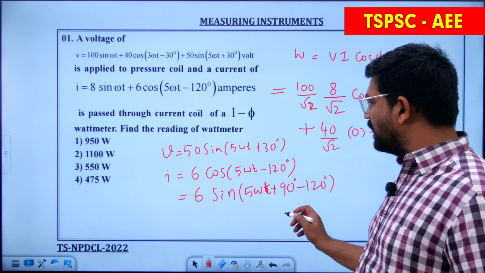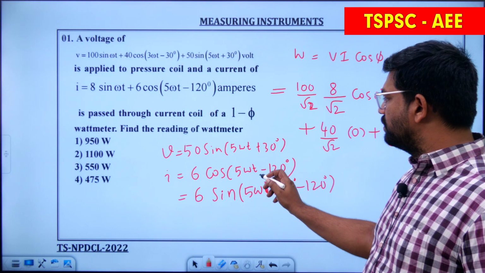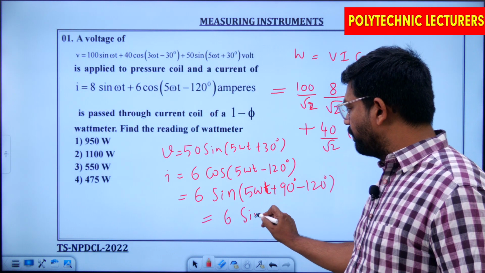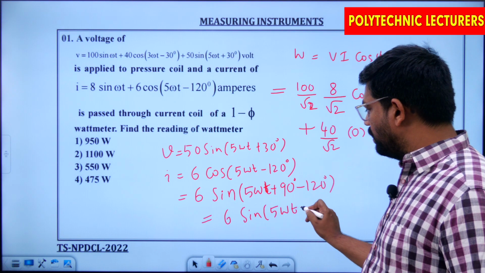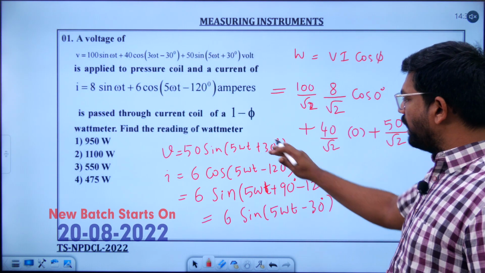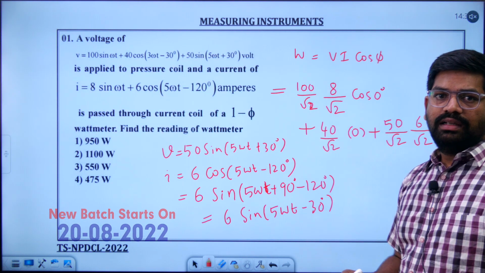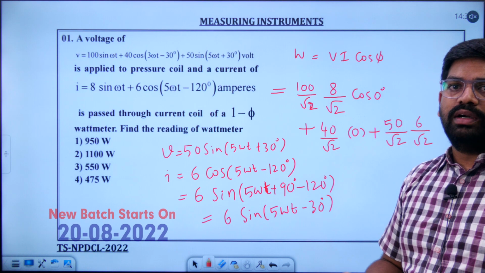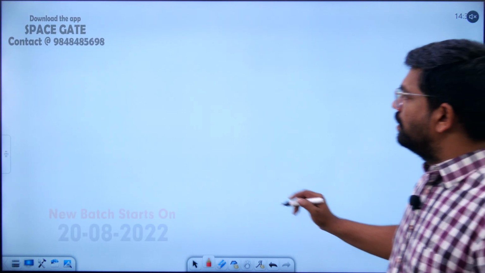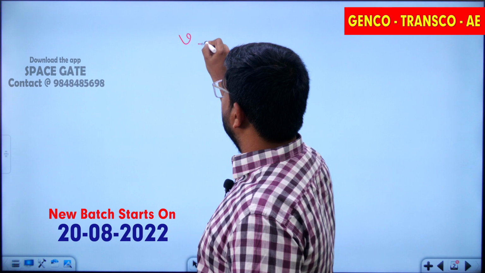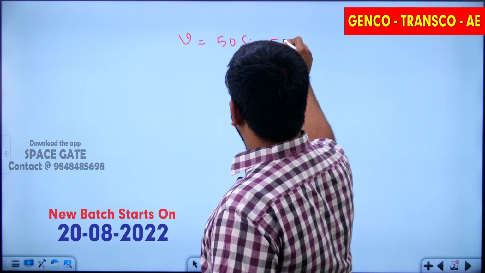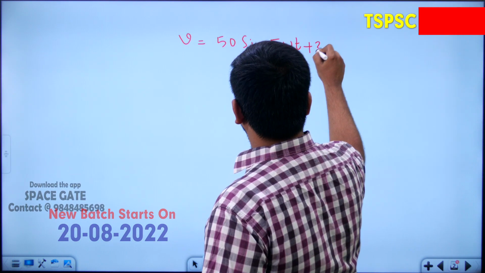Now you look at the phase angle, what we will have. If you simplify this, we will get 6 sine 5 omega t, and 90 minus 120 means we will get minus 30. Don't add 30 directly and say the phase angle between these two is 0. Look at how we will be going with this. So here we got the expression V is equal to 50 sine 5 omega t plus 30 degrees.